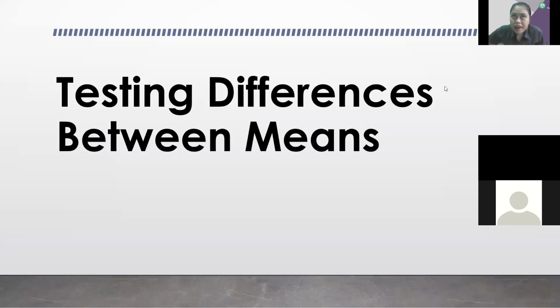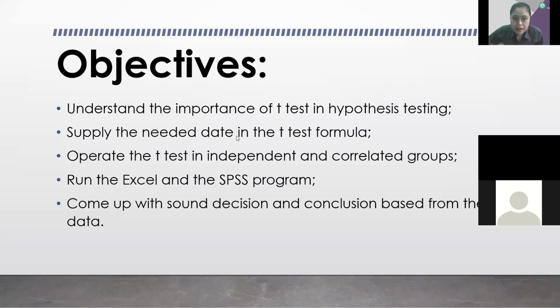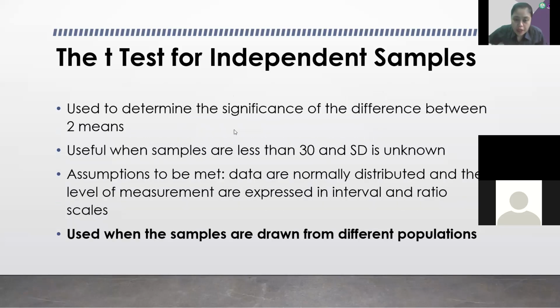Last time, I think nag-start na tayo nito, testing differences between mean. So, we will be talking about t-test. First, about the independent t-test. We have two types of t-test class. Again, the first one is called the independent t-test or the independent sample t-test. Pwede din siya tawagin na unpaired t-test. Okay, again, pwede din siyang tawagin as unpaired t-test.